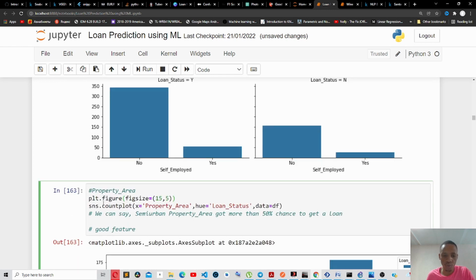So we are going to use the count plot, sns.countplot, to provide the property area. We are going to compare it against the loan status. For our data, we are going to provide our entire data frame, right?